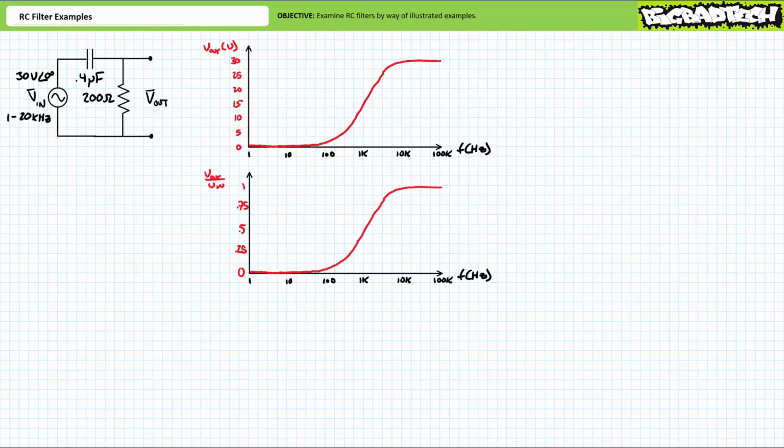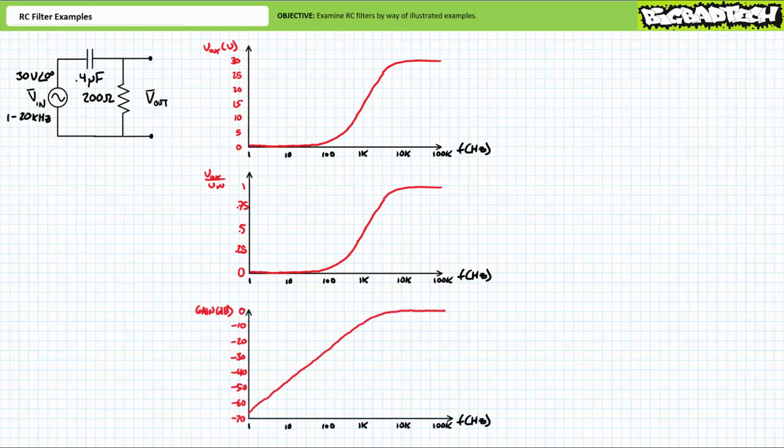A plot of normalized output looks almost indistinguishable, only the vertical axis now represents the dimensionless constant of V out over V in. Finally, a plot of gain in units of decibels looks a little snappier, in that the upward slope seems to be almost linear, and the knee or corner at the critical frequency is a little sharper. In fact, this plot is so sharp we can do a little straight line approximation.